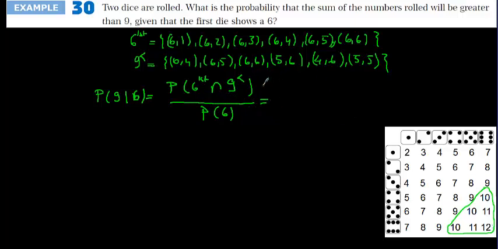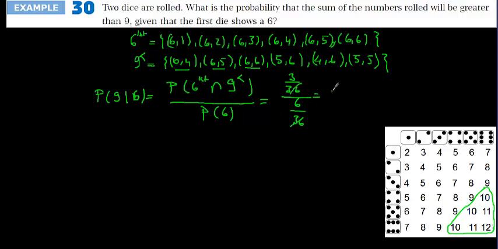So we are going to do here the probability of 6 and the intersection. There are 3 elements in the intersection: 6 4, 6 5, and 6 6. So this is 3 over 36. And the probability that the first one is 6: we have 6 terms that start with 6, so this is going to be 6 over 36.